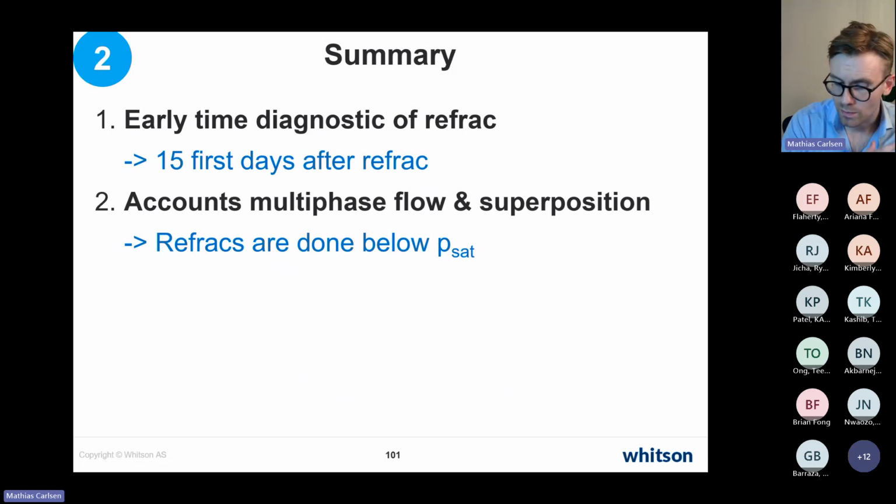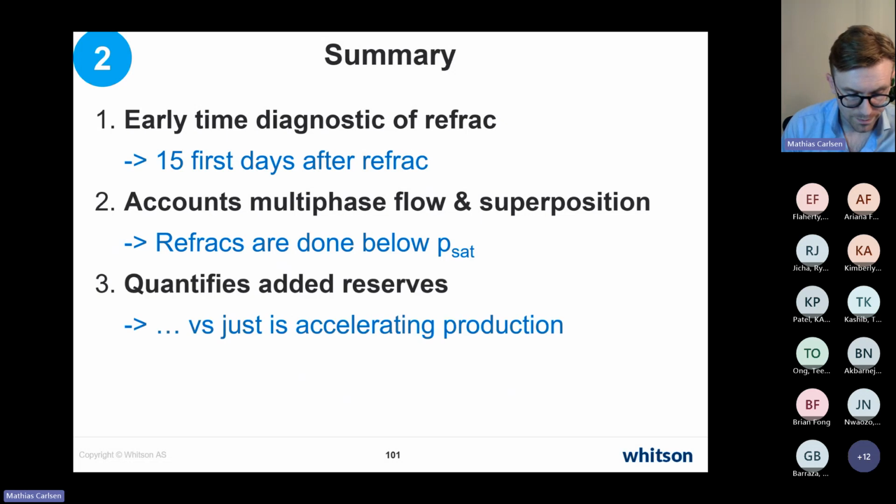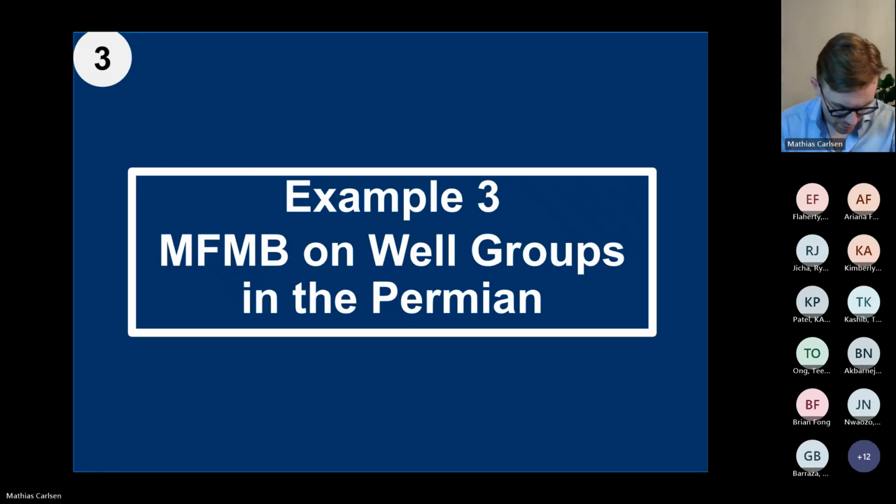And when they did this, because they used the multiphase FMB, they're accounting for this complex combination of multiphase flow and superposition, which is important, especially because most refracs are done as the wells are below the saturation pressure. So you get this complicated mixing. There's also a nice tool that they use to differentiate a little bit between what is at least, call it added reserves versus just acceleration of production.